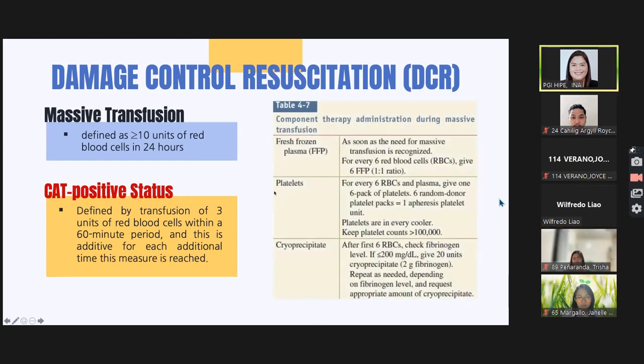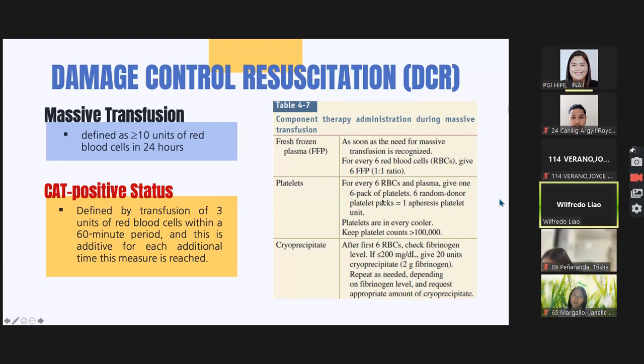So under damage control resuscitation or DCR, we have a term, massive transfusion. This one is defined as greater than 10 units of red blood cells in a span of 24 hours. And then we also have CAT or CAT positive status. This is defined by transfusion of 3 units of red blood cells within a 60-minute period. And this is additive for each additional time this measure is reached.